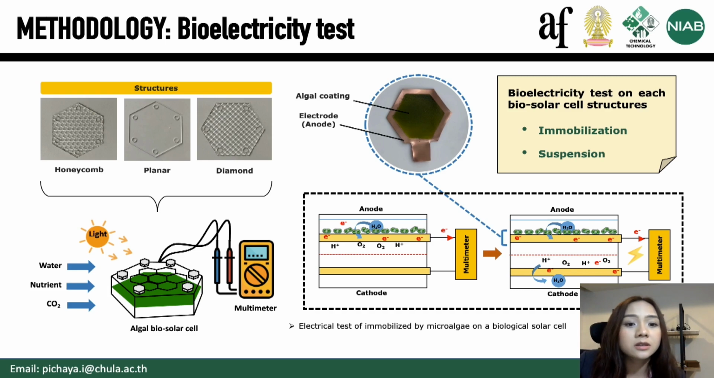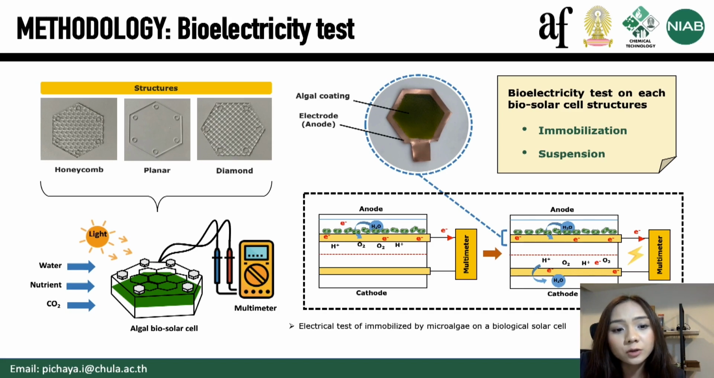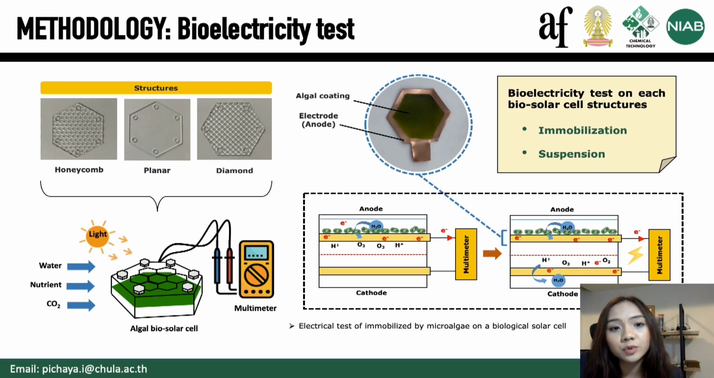For the immobilization, here are the pictures of the algae coated on the electrode, which is going to be on the anode side. The way we test the bioelectricity, we connect the algal biosolar cells that we developed to the multimeters so that the anode and cathode connect together, and the electrons produced from the algae can flow through the multimeters to the cathode side, and that is where we measure the current output and the voltage, and we calculate the power output after that.